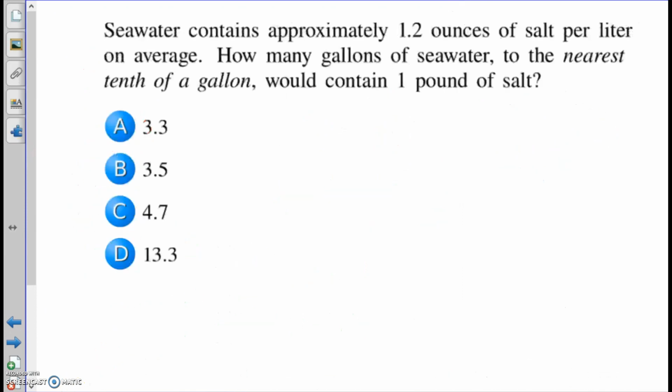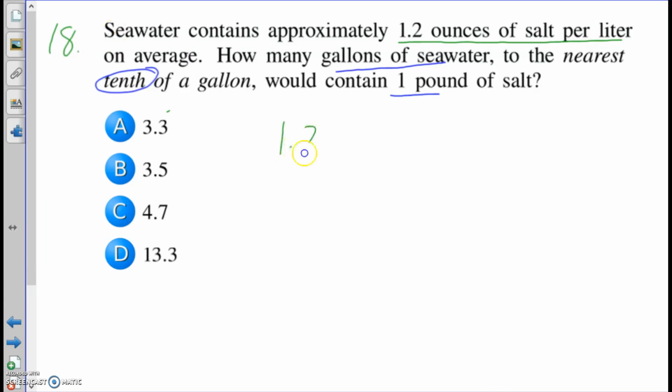Okay, so this is 17, now number 18. Seawater contains approximately 1.2 ounces of salt per liter on average. How many gallons of seawater, to the nearest tenth of a gallon, would contain 1 pound of salt? So they're giving us ounces and liters, but they want us to convert it to gallons and pounds. So again, it's going to be a proportion question.